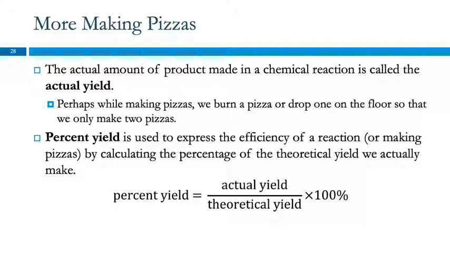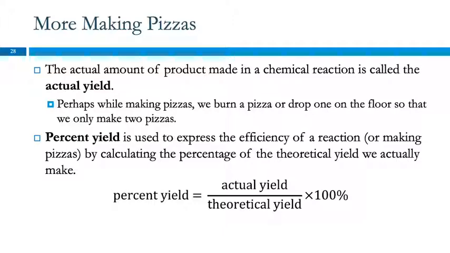So, how much you actually make is the actual yield, right? So maybe you burn a pizza, you drop one on the floor, and so we only made 2 pizzas. We should have been able to make 3, but we screwed one up, something happened, and so the actual yield is 2 pizzas instead of 3. Things like that happen, right?